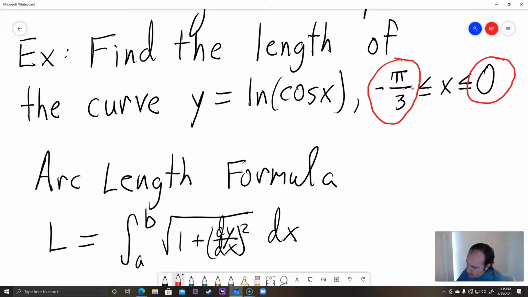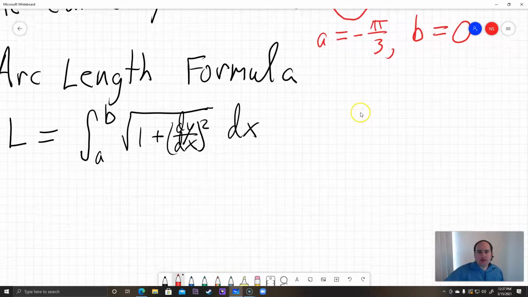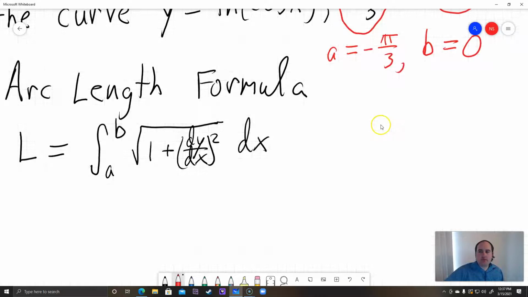When time equals 0, we know that x equals negative pi over 3. So that's actually going to be our a. So a is going to equal negative pi over 3. And at the end of the particle traveling, x equals 0, so b is going to equal 0. So for this problem, we're going to have the integral from a to b, so that's the integral from negative pi over 3 to 0.